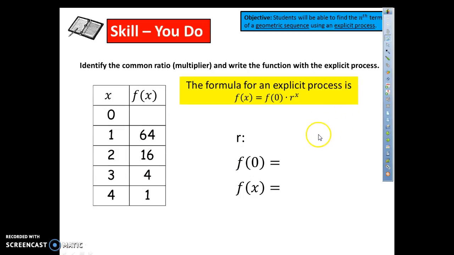What I would like you to do, please copy down this example and then try this one on your own. Please pause the video, try this on your own, and check and see how you did against my work.